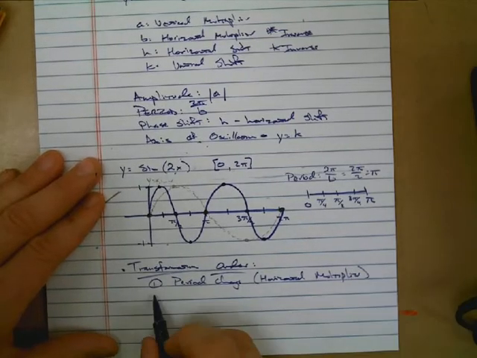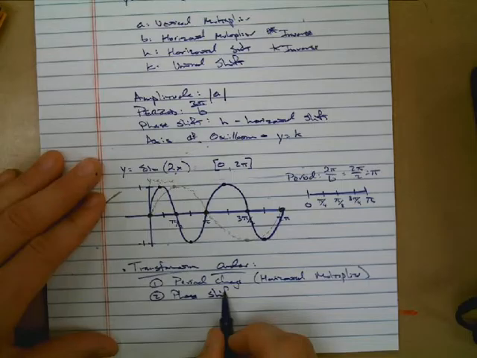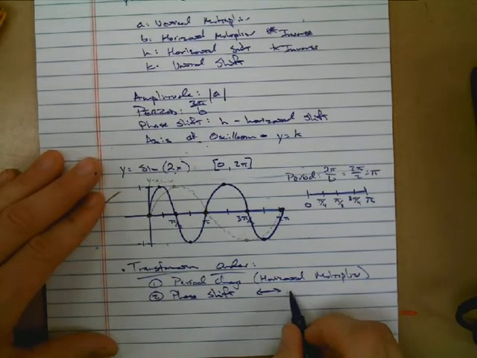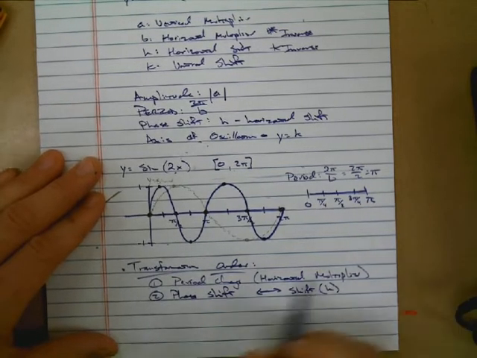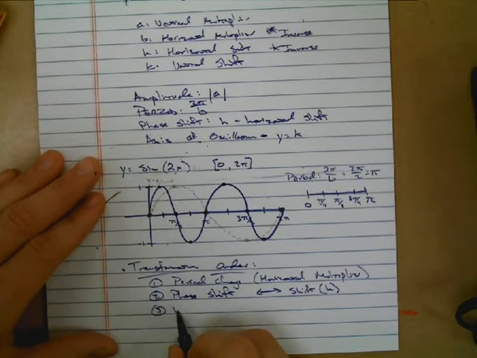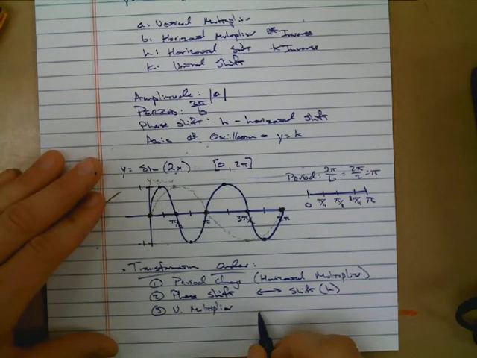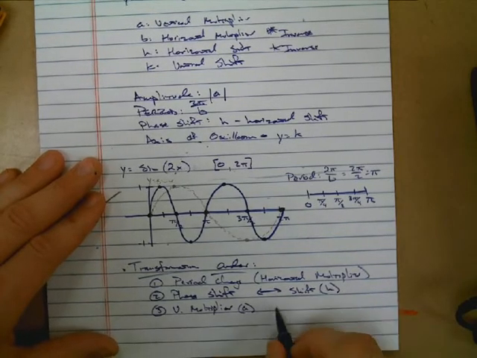Third, we have a vertical multiplier. That is our b value, or sorry, our a value. That creates a different amplitude. And lastly, we have a vertical shift. That is our k value, and it creates an axis of oscillation.